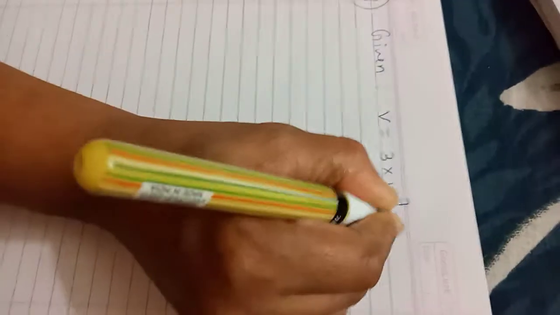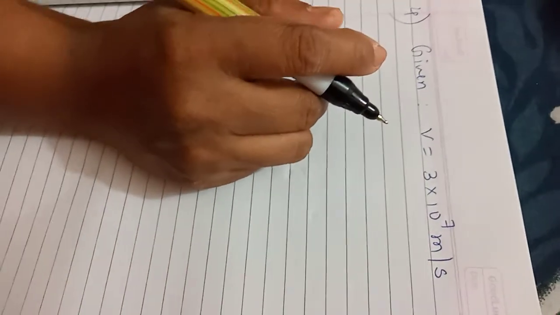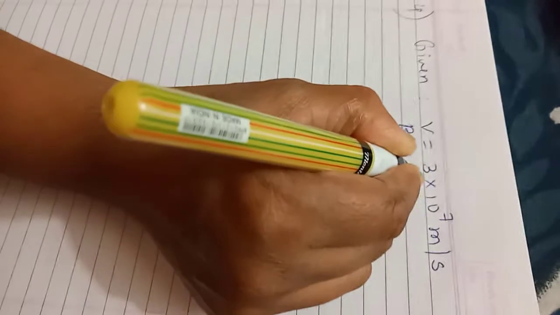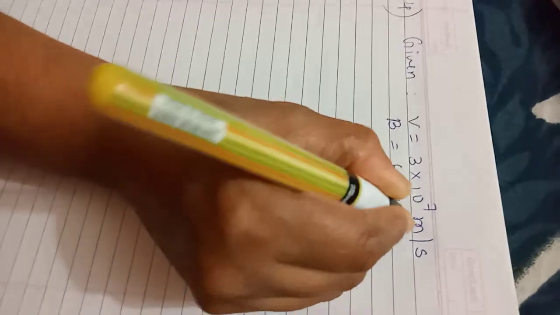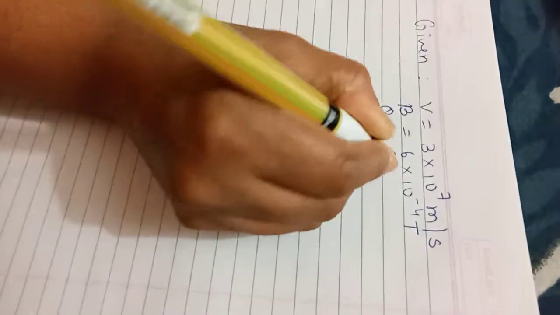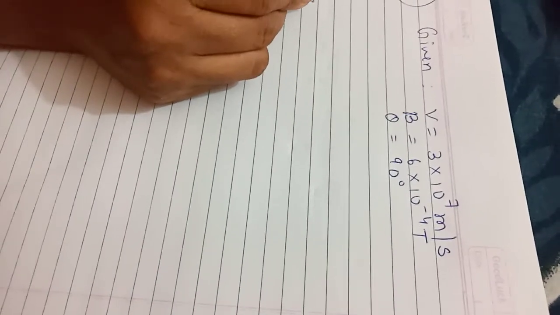4. An electron is moving with a speed. Given speed is 3 into 10 raised to 7. It cannot be minus 7. Speed is never negative. In the textbook, it is given like that. An electron is moving with a speed of 3 into 10 raised to 7 meters per second in a magnetic field of 6 into 10 raised to minus 4 Tesla, perpendicular to its path. Theta is 90. Done. What will be the radius? What will be the frequency and energy?